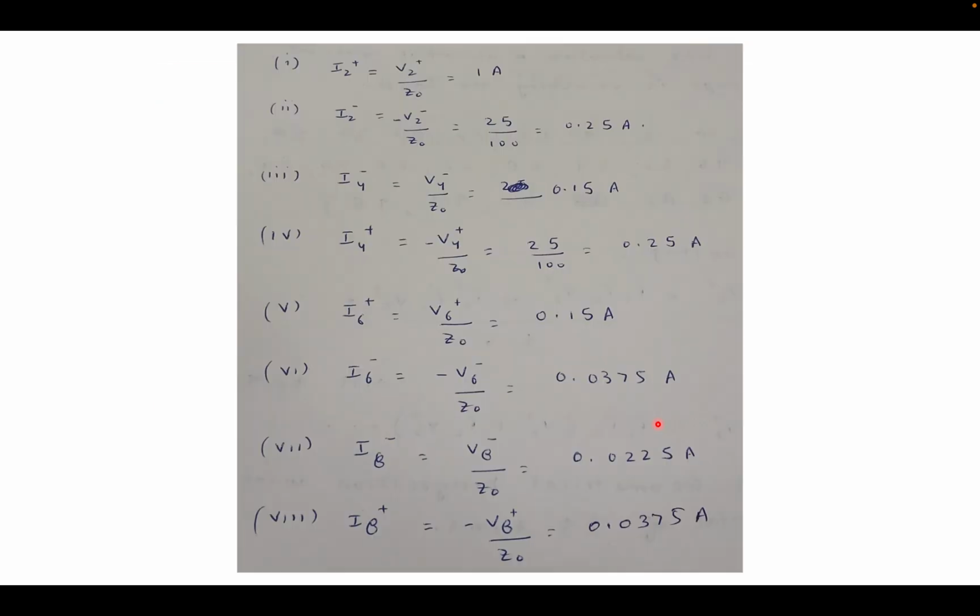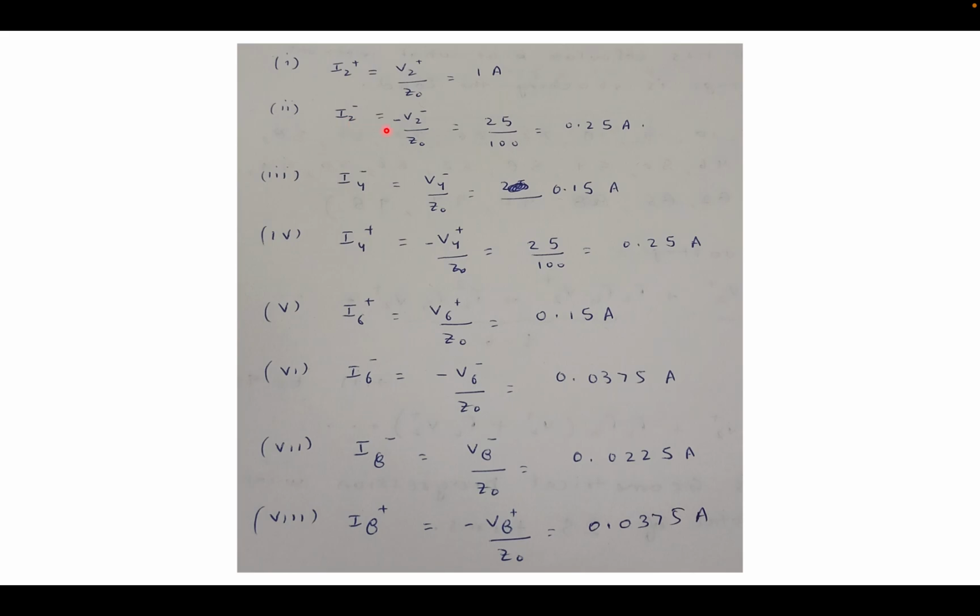So first of all, as you know, I2 plus is given by V2 plus upon Z naught, right? So how much V2 plus we got? V2 plus is 100 volt, because that is the starting voltage, and Z naught is also 100 ohm. So basically at t is equal to 0, you are starting with 1 ampere of current at Z is equal to 0.